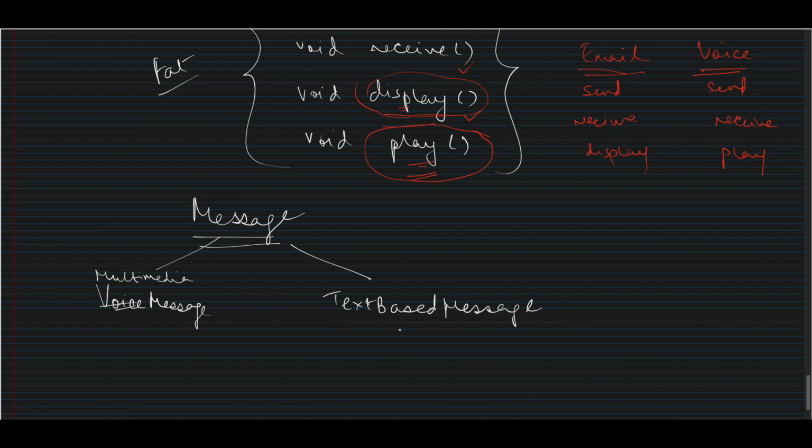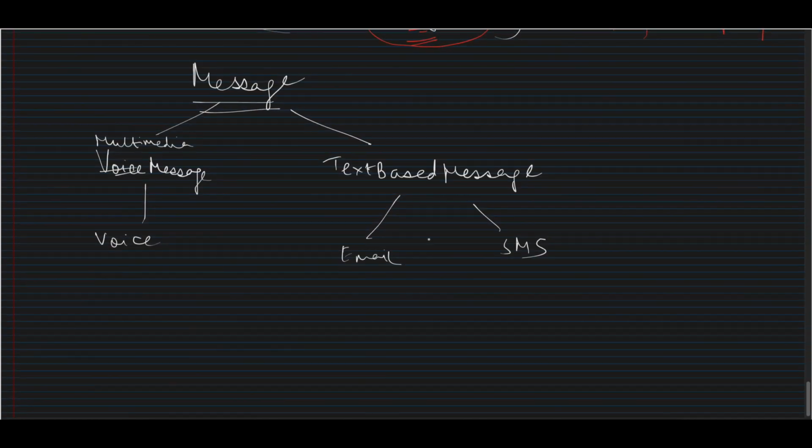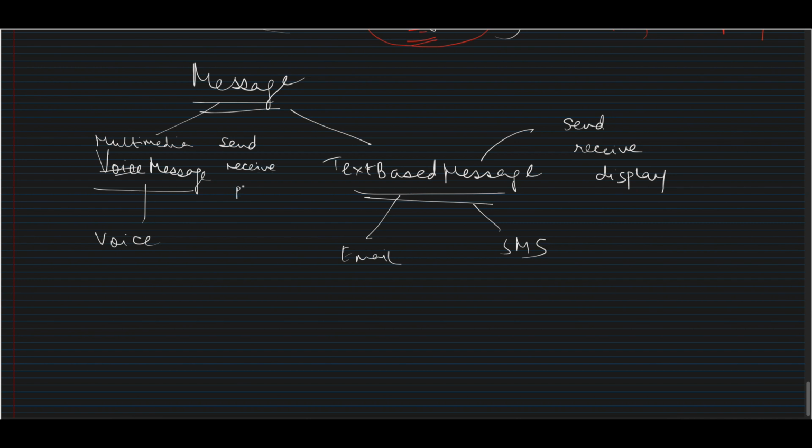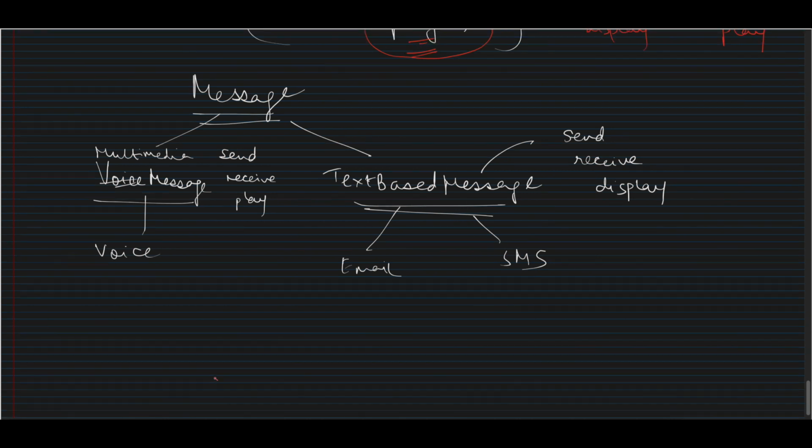Text-based message will be implemented by email, SMS, all sorts of text messages. Multimedia will be implemented by the voice message. Text-based message will have send, receive, and display. These functionalities only. I have a thinner interface now. Multimedia message will have send, receive, and play. Anything related to multimedia will be in this thin interface, and anything related to textual information will be concentrated in the other interface. So I have done a clear segregation of functionality, like my principle demands.